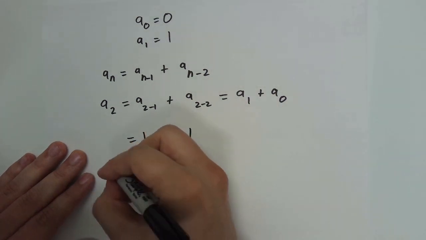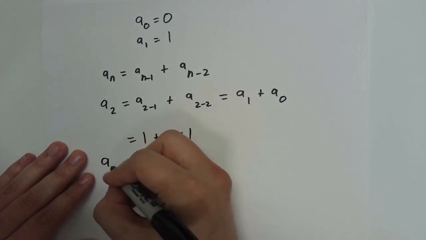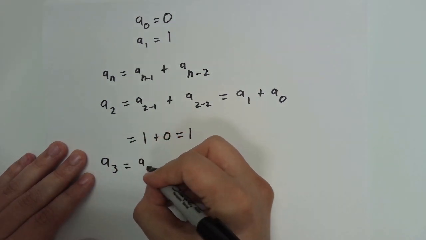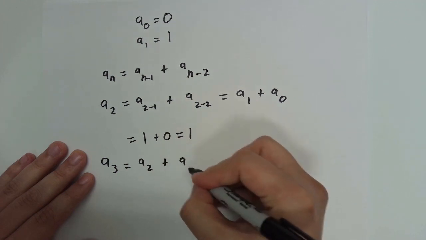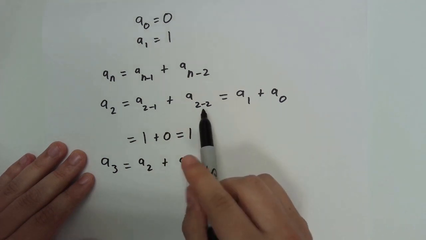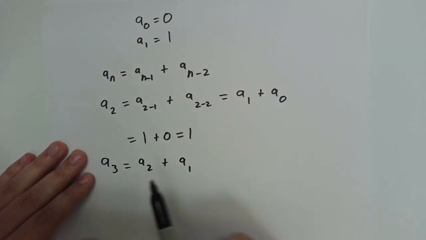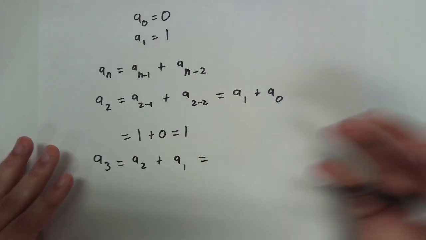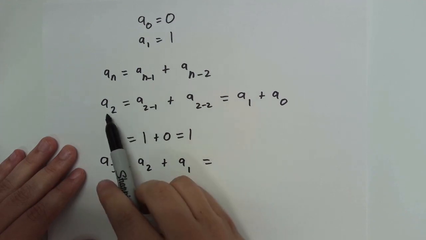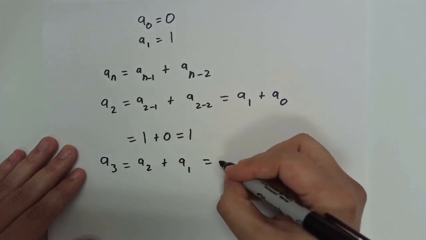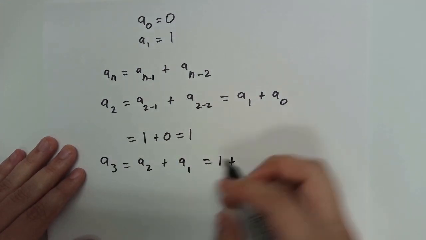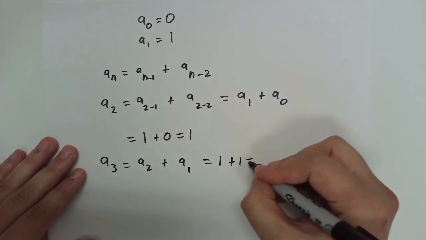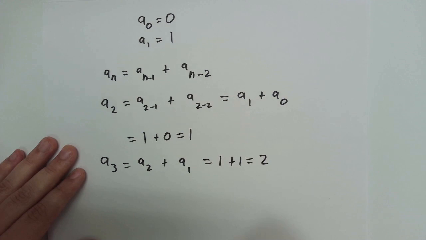Let's find the next item in the Fibonacci sequence. A sub 3. So that would be a sub 2 plus a sub 1. I went ahead and skipped over the arithmetic here. But what is a sub 2? Well, we know what that is. We just found it. A sub 2 is 1. So now we have 1 plus a sub 1. Well, a sub 1 was defined up here to be 1. The next item in the Fibonacci sequence would be 2.